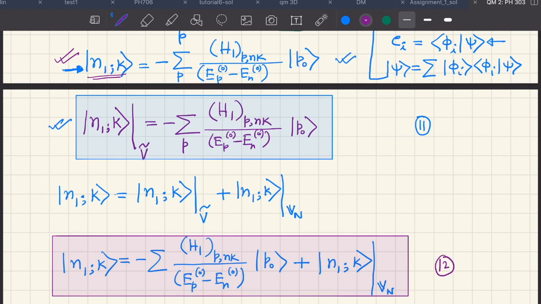So the next thing that we need to do is that we need to find this N1K along Vn to find the complete correction to the state N1K. So this is the state correction to first order. N1K ket is the state correction to first order. So we just have seen that this N1K state can have components along both these Vn and V tilde. We have just now found out the component of N1K along V tilde direction. What remains to be calculated is the component of N1K along the Vn direction.